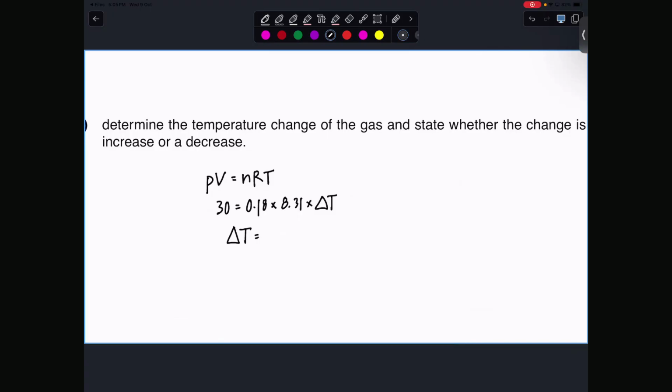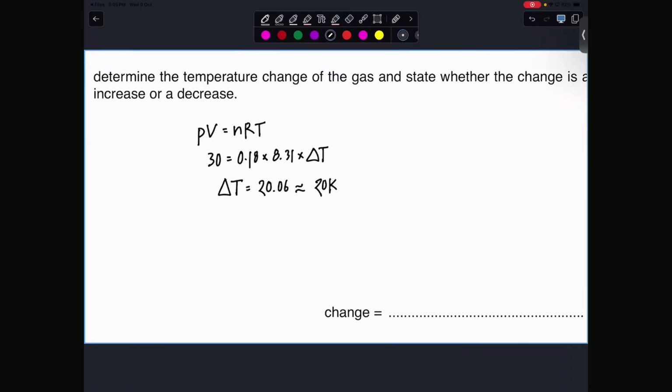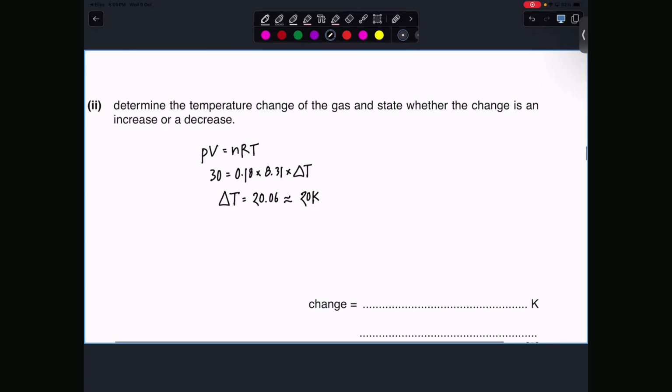Check this here. 30.06, 20. So that's approximately 20 degrees Celsius or 20 Kelvin. Or Kelvin, right? Is it an increase or decrease? This is important. Okay. Determine the temperature change of the gas and state whether it's an increase or decrease. Okay. Decrease. Yes. Why?